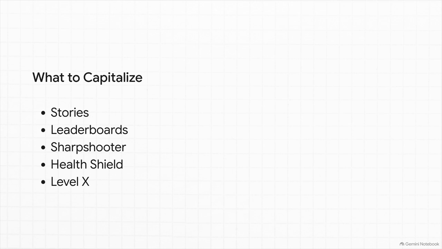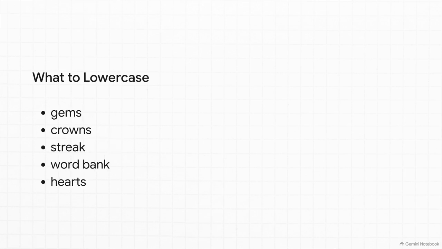These aren't just standard app features. They are treated with the utmost reverence of proper nouns within the Duolingo universe to make them feel really special and rewarding. But on the flip side, items you earn, non-specific parts of a course, or general interface elements remain strictly lowercase. Gems, crowns, your streak, the word bank, your hearts, all completely lowercase.